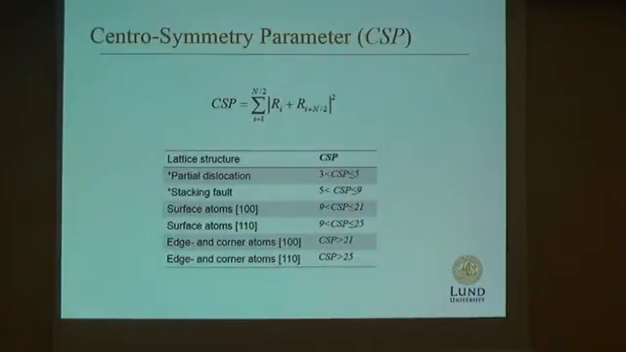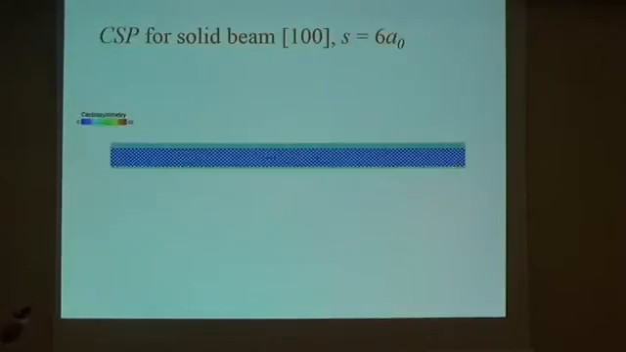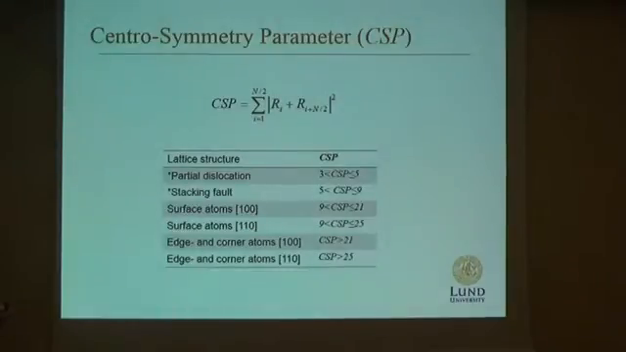So to be able to see when we get plasticity in these beams, we have to have some kind of parameter to calculate it. We have used the centrosymmetry parameter here. It's a measure of the lattice disorder of the material. It's the one here, a summation of the distance between the nearest neighbors. So if this value is equal to 0, we have a perfect FCC material. But when we get some kind of other structures, this value will increase.